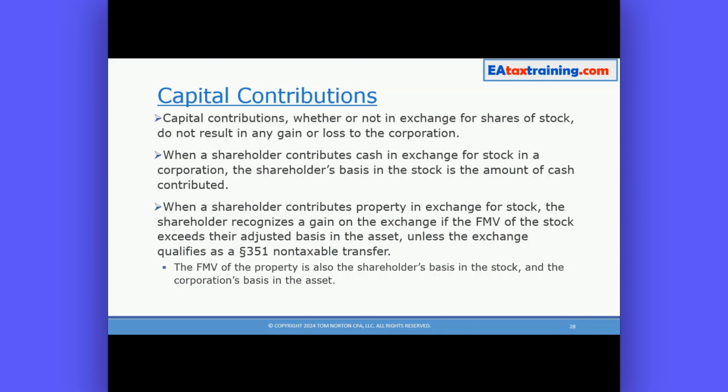So the shareholder would have a gain on sale if they exchange that asset with a fair market value higher than their adjusted basis. And then their basis in the corporation stock will be equal to the amount of the fair market value of the property that they contributed. That does not apply if you have a Section 351 non-taxable transfer. As I said, we will talk about that shortly.